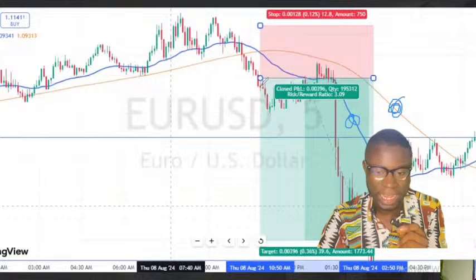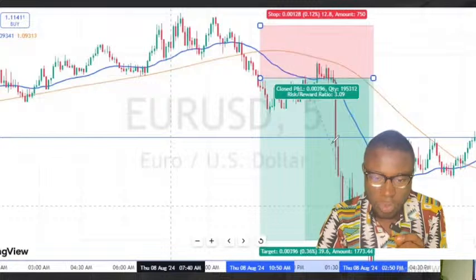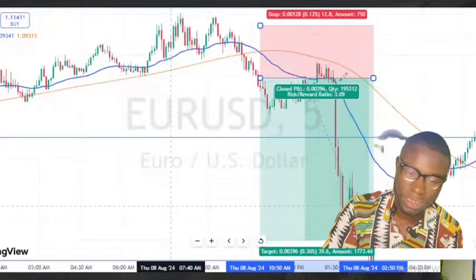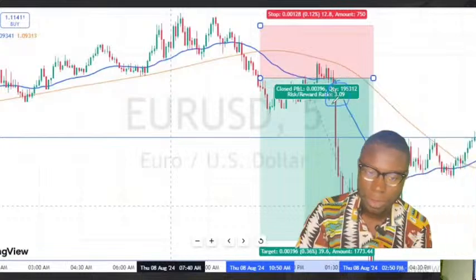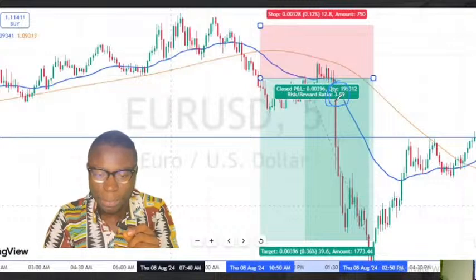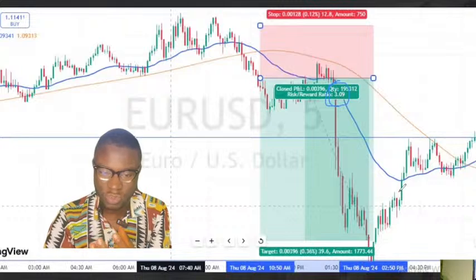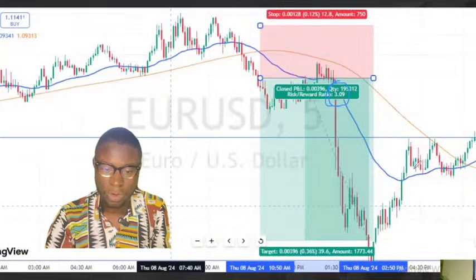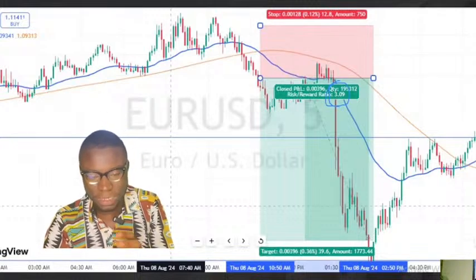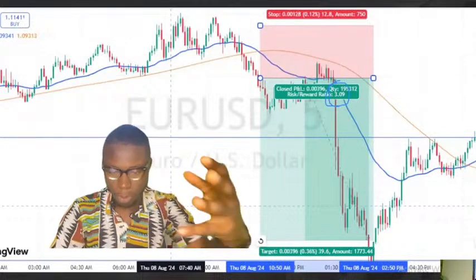So for here, like I told you, you must target a minimum of 1:2 risk reward ratio, but you can target more. So here I targeted 1:3 risk reward ratio, and as you can see, price hit my take profit very easily before going back to close above the moving average. So here I'm already out of the market. So it is very simple.